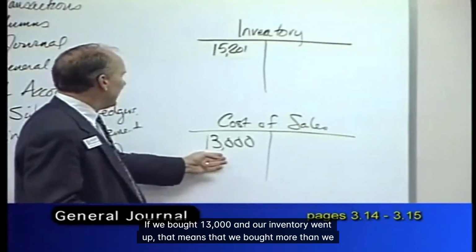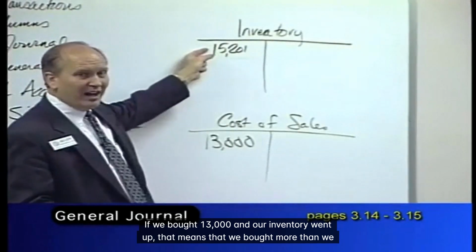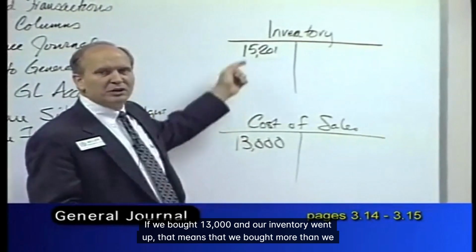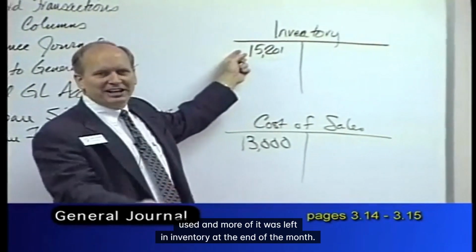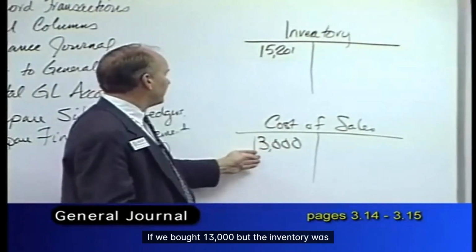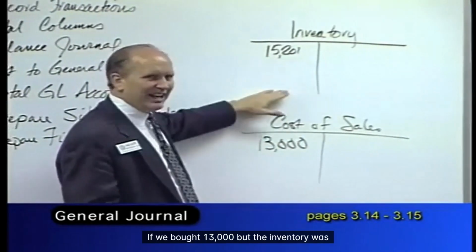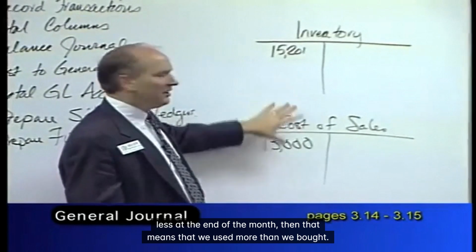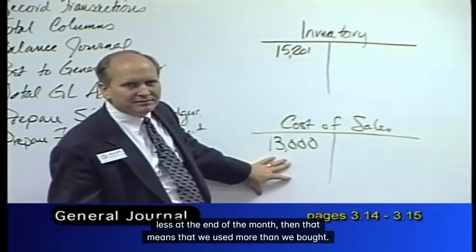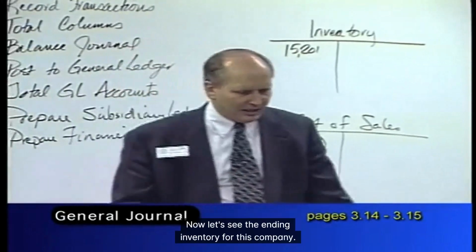If we bought $13,000 and our inventory went up, that means that we bought more than we used, and more of it was left in inventory at the end of the month, right? If we bought $13,000 but the inventory was less at the end of the month, then that means that we used more than we bought. We used up more.